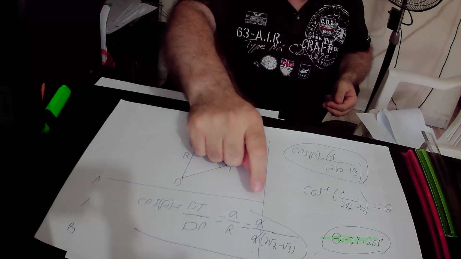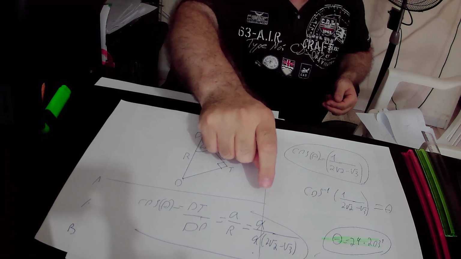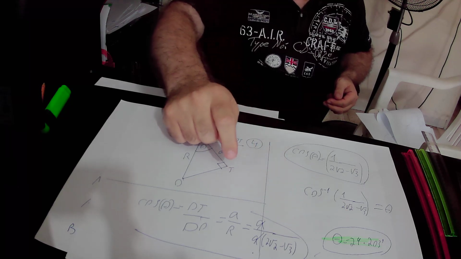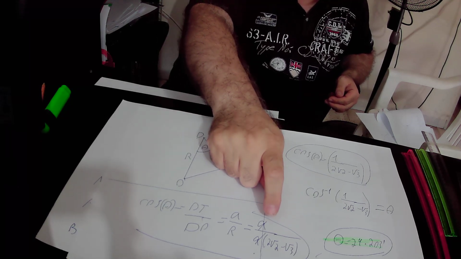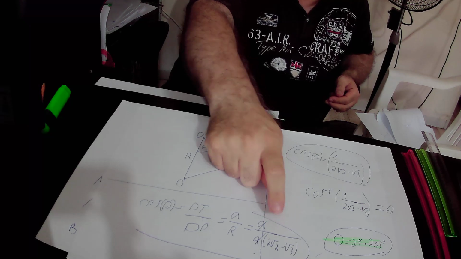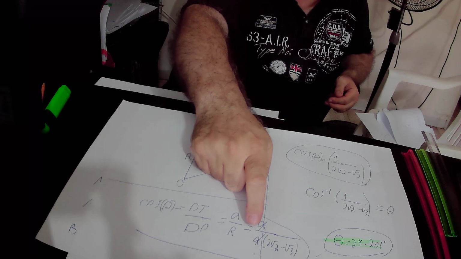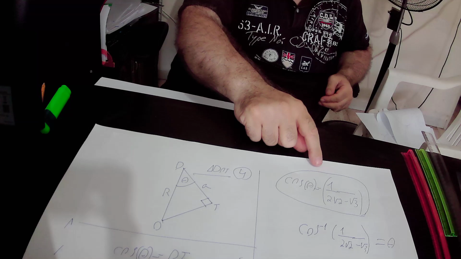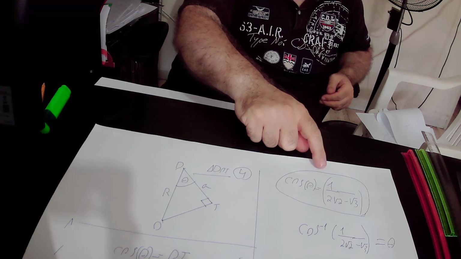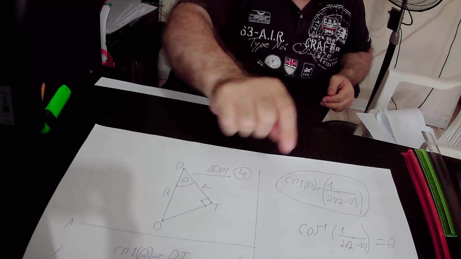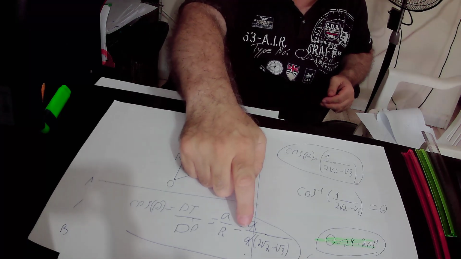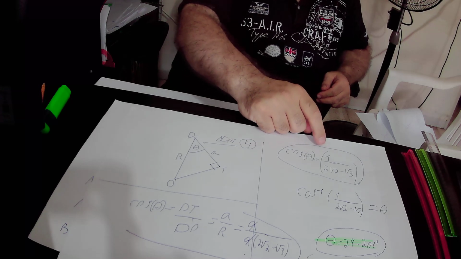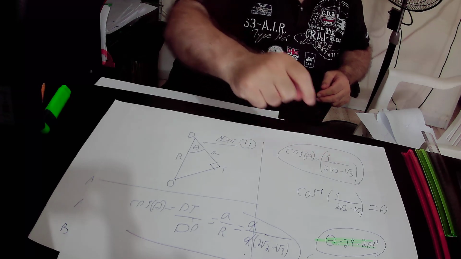So DT equals a, and we already found out that r equals a times 2 times square root of 2 minus square root of 3. So we substitute r by a times 2 times square root of 2 minus square root of 3. We have a in the numerator and a in the denominator, so a will get cancelled. We are left only with cosine theta equals 1 over 2 times square root of 2 minus square root of 3.